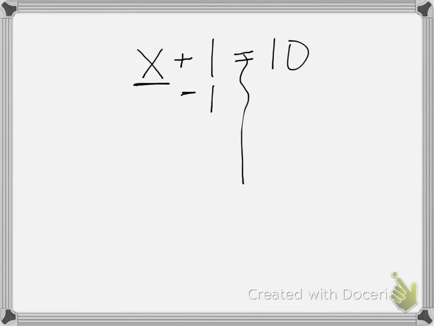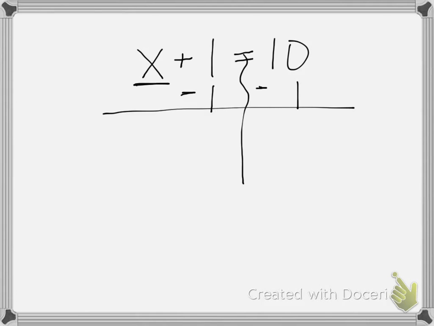Let's try another one. If I have x plus 1 equals 10, I want to get x all by itself. It's being increased by 1, or 1 is being added to my value of x. So to get rid of this positive 1, I just subtract 1. I'm doing the inverse operation. It says plus 1, so I minus 1. Once again, whatever I do on one side of the equal sign, in order for it to remain equal, I must also do to the other side.